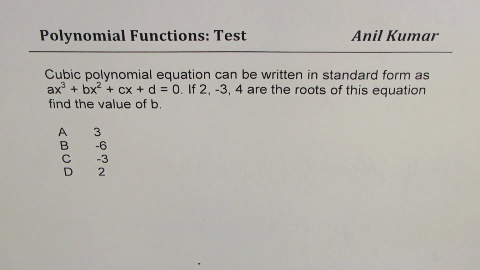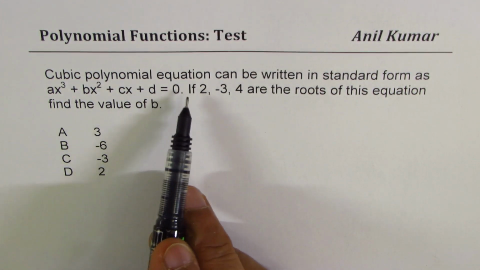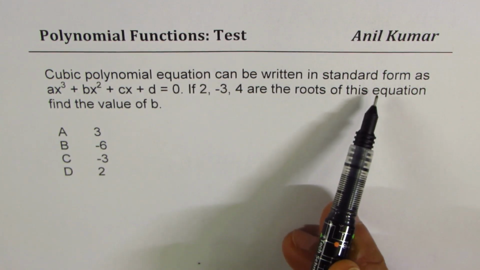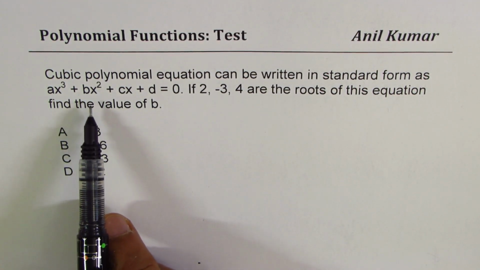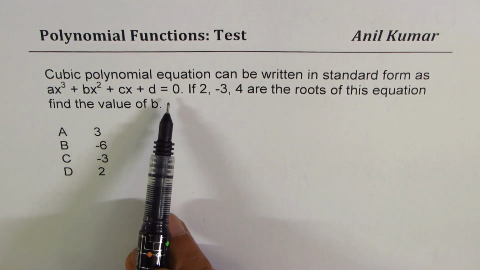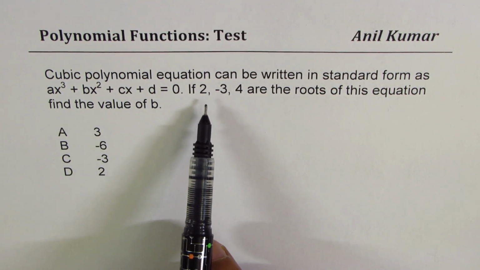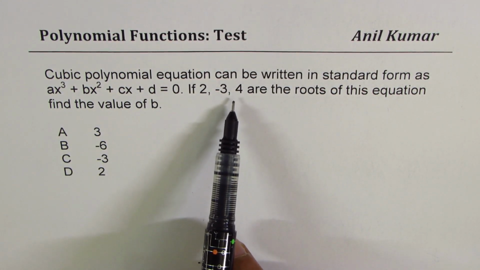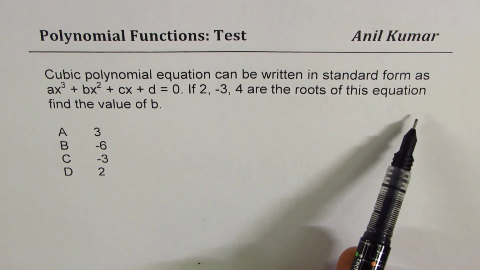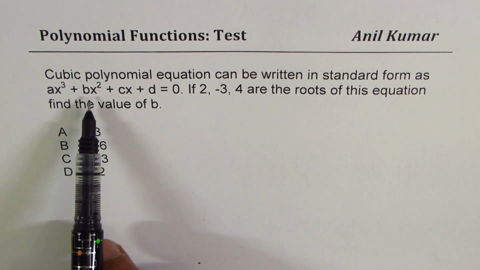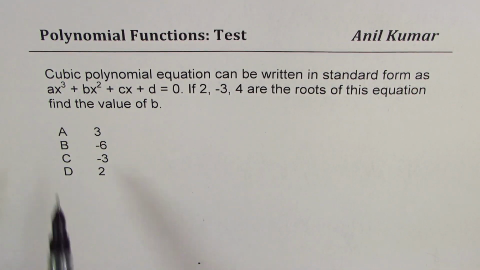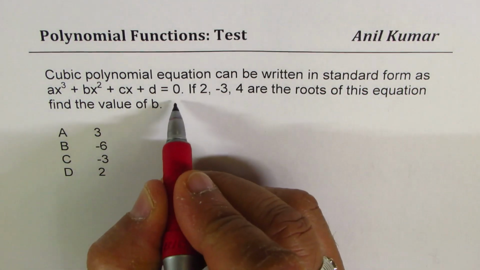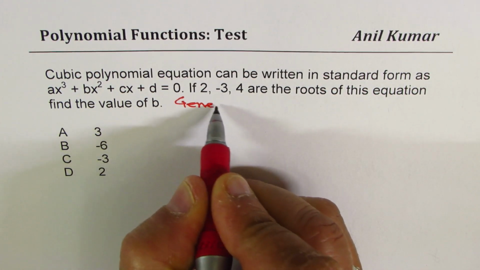The question here is: a cubic polynomial equation can be written in standard form as ax cubed plus bx squared plus cx plus d equals 0. If 2, minus 3 and 4 are the roots of this equation, find the value of b, that is the coefficient of x squared. We have given 4 choices. Now let me solve it in a general way so that you get the formula also. So I'll provide the general solution here first.